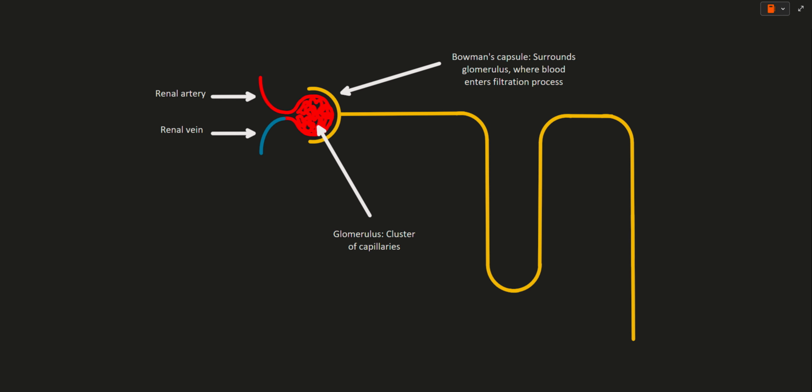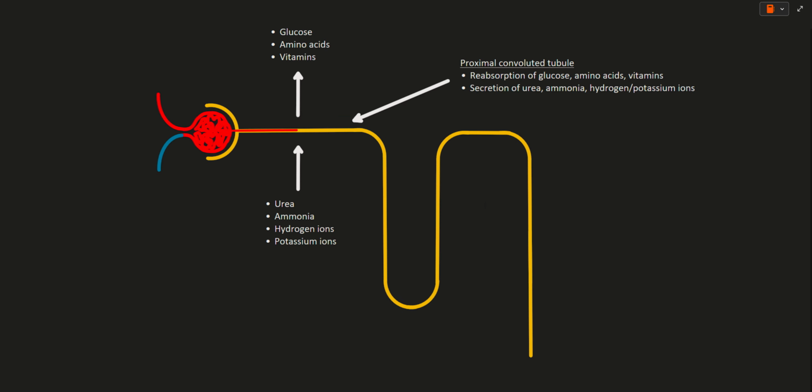Now, the filtration process of blood begins. Once blood passes through the Bowman's capsule, it passes through the proximal convoluted tubule. Here, reabsorption and secretion occur. Reabsorption of important stuff, such as glucose, amino acids, and vitamins occurs. Here, secretion of waste such as urea, ammonia, and hydrogen and potassium ions also occurs.